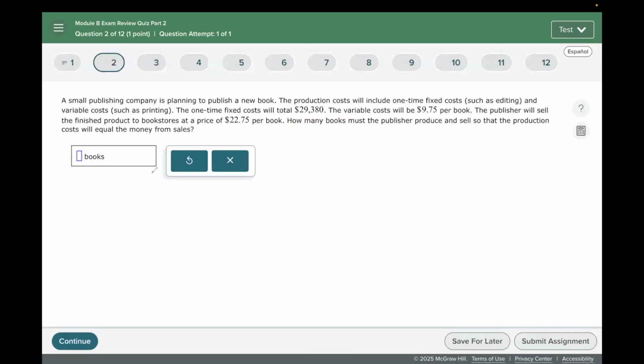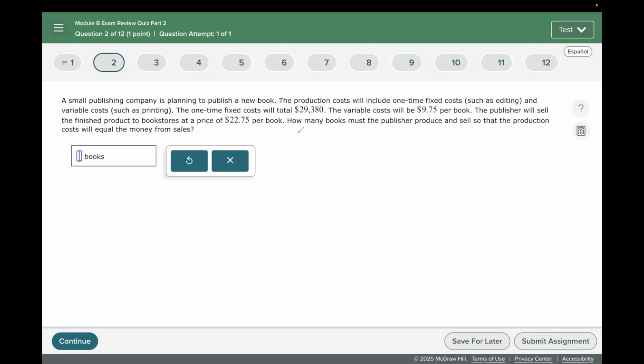All right, next question. A small publishing company is planning to publish a new book. Production costs will include one-time fixed costs and variable costs such as printing. One-time fixed cost will be $29,380. Variable cost will be $9.75 per book. The publisher will sell the finished product to the bookstore at prices of $22.75 per book. How many books must the publisher produce and sell so that the production costs will equal the money from the sales?